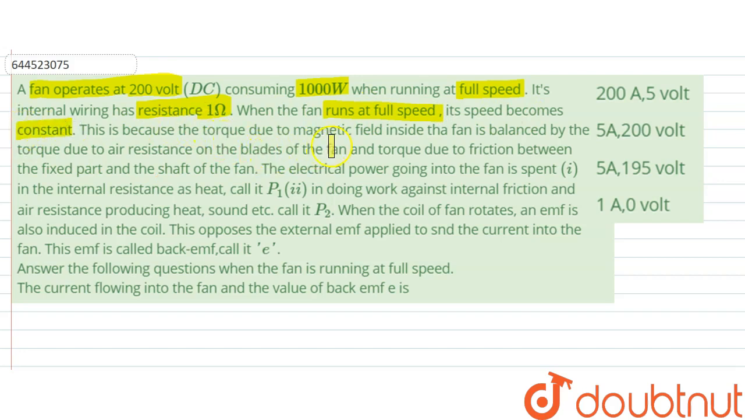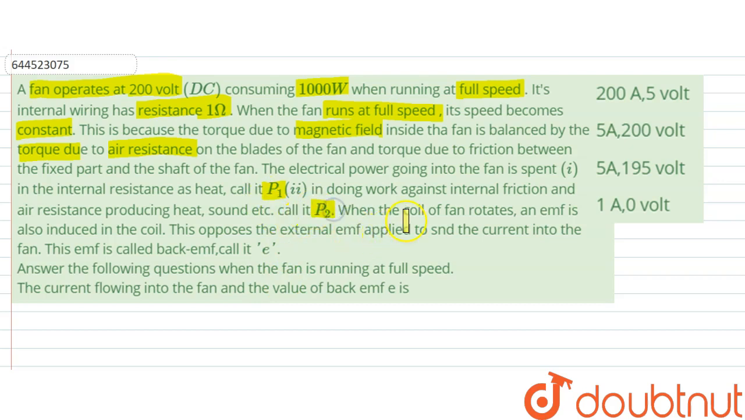This is because the torque due to magnetic field inside the fan is balanced by the torque due to air resistance on the blades of the fan, and torque due to friction between the fixed part and the shaft of the fan. The electrical power going into the fan is spent in the internal resistance as heat, call it P1, in doing work against internal friction and air resistance producing heat, sound, etc.